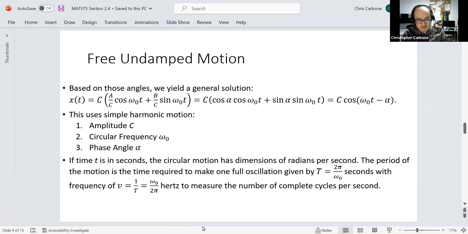And if t is in seconds, the circular frequency has dimensions of radians per second. The period of the motion is the time required to make one full oscillation, given by T is equal to 2 pi over omega sub 0 seconds, with frequency nu equal to 1 over T, that being equal to omega sub 0 divided by 2 pi hertz, to measure the number of complete cycles per second.